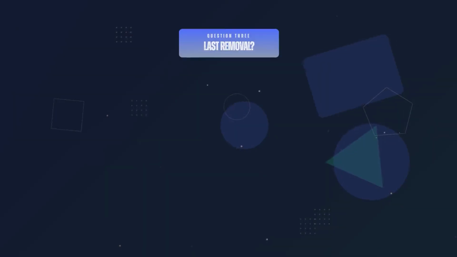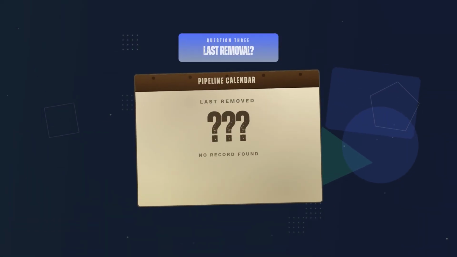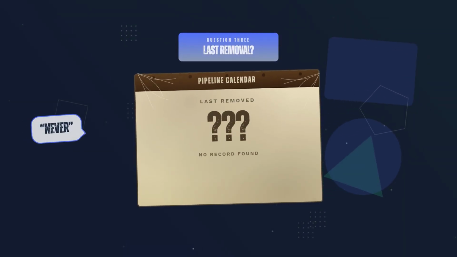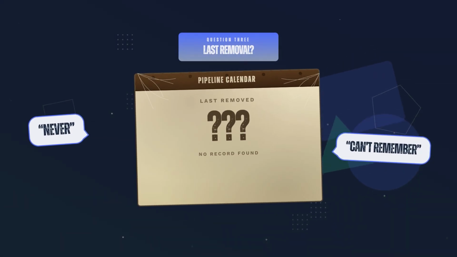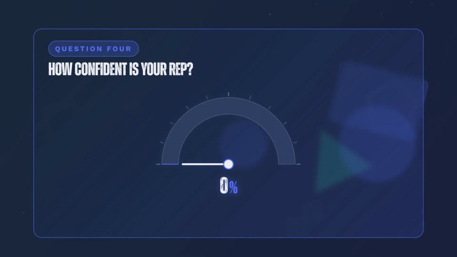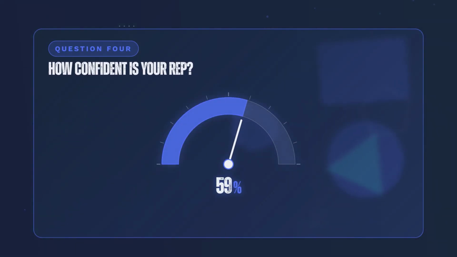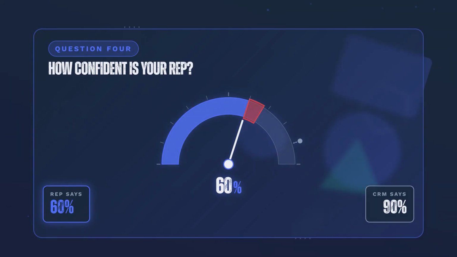Question 3. When was the last time we removed a deal from the pipeline, and why? If the answer is we never do or I can't remember, your pipeline has rot. Question 4, ask your top rep, what percentage of deals in your pipeline are you actually confident about closing? If they say 90% or above, great. If they say 60%, that's corruption. That gap between what the CRM says and what your rep knows is real.